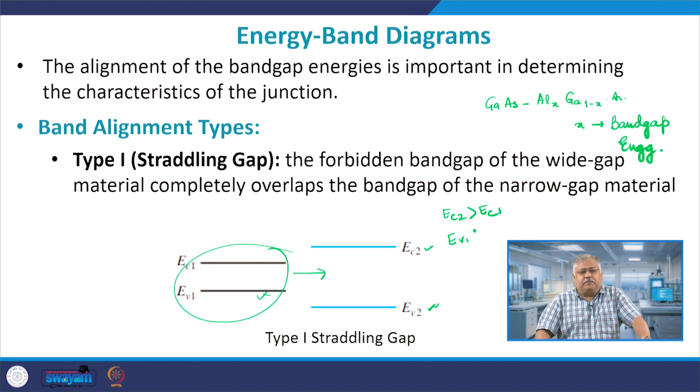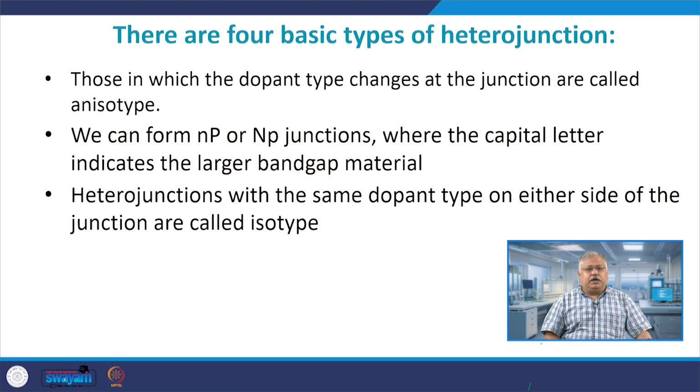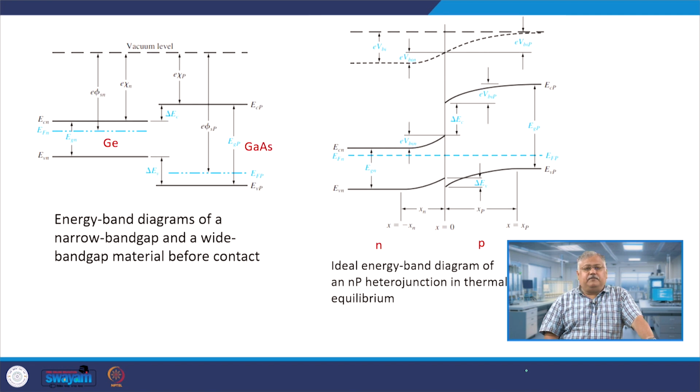The straddling type will be the one most widely used in the case of an energy band diagram, right. So, this is what we are looking into in energy band diagram studies. Now, I have already discussed with you that capital P refers to a larger band gap, while small n or small p refers to a small band gap. If the dopant species changes, we define that as anisotype, and when the dopant species remains the same, we define that as isotype.